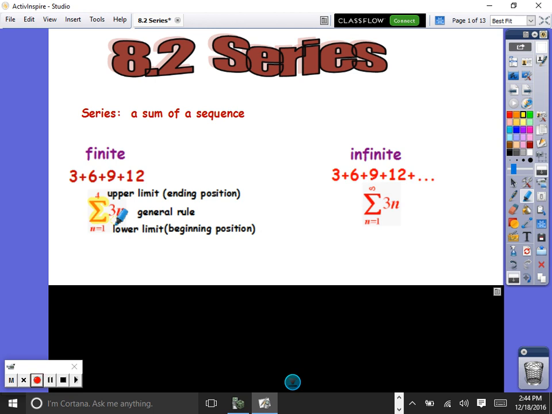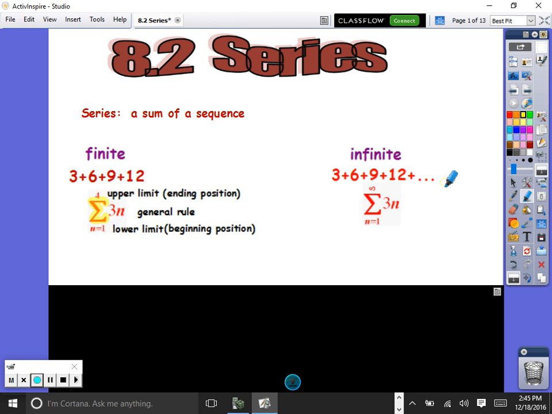So here I have a finite series, 3 plus 6 plus 9 plus 12. There are only 4 terms in the series. It ends at 12, so that is finite because it ends. Then I have an infinite series, 3 plus 6 plus 9 plus 12, etc. This one does not end because of the ellipsis.